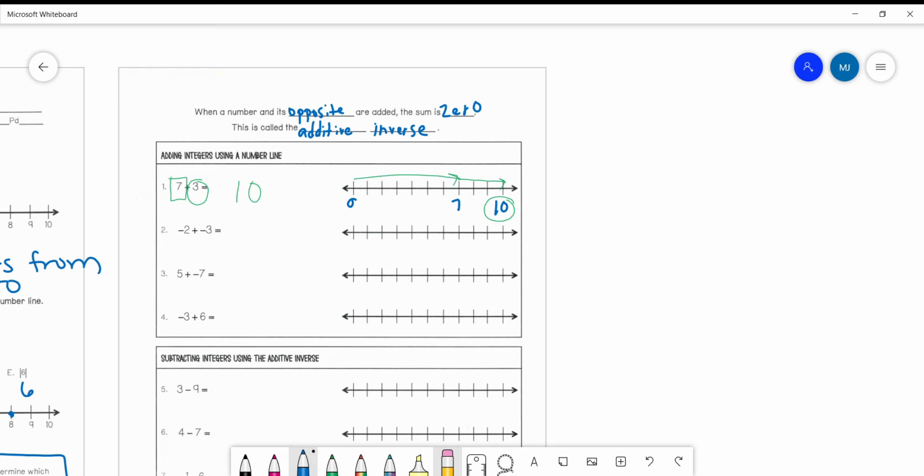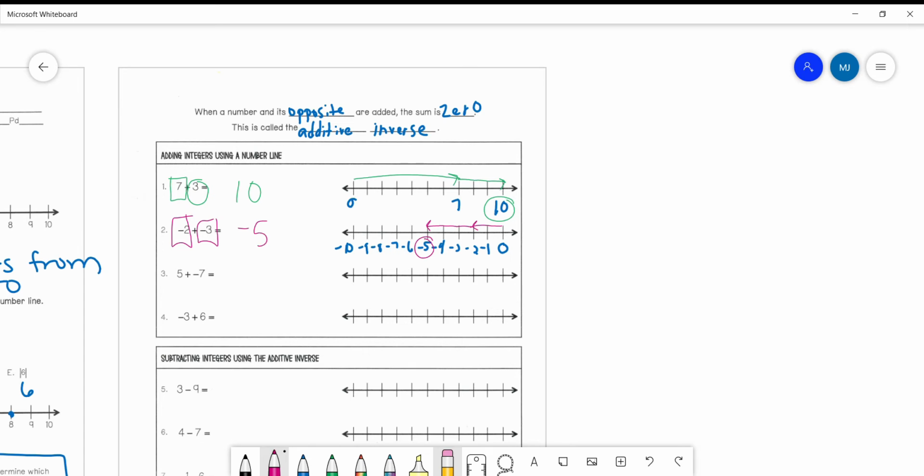Let's look at the next one. So we've got a -2 and a -3. So we know we're dealing with just negative numbers. So I'm going to put my 0 over here this time. And -1, -2, -3, -4, -5, -6, -7, -8, -9, and -10. Now I've got to model -2 first. So I want to start at 0, and this time I want to go to the left 2. So that stops at -2. And now I want to also go to the left another 3. And so my answer here is -5.